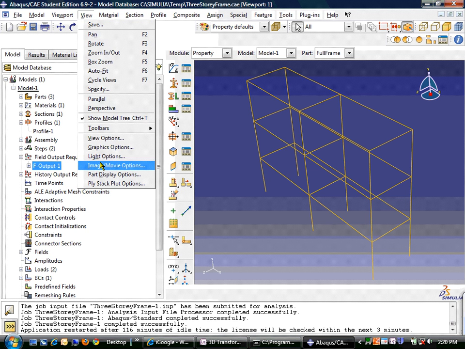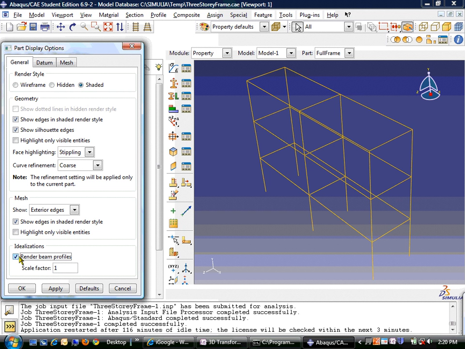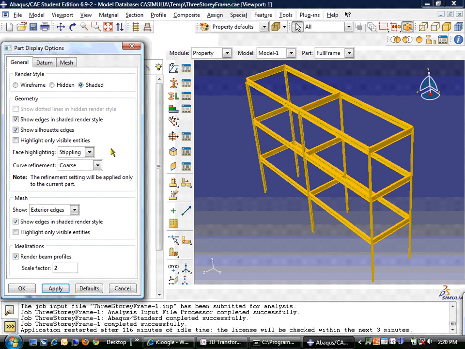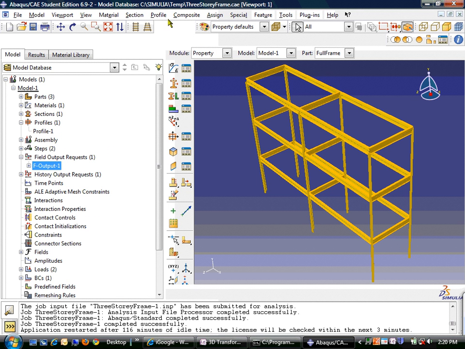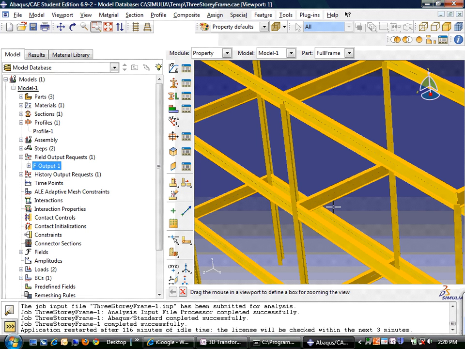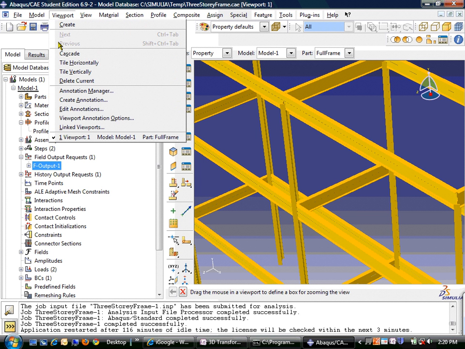Another thing here is in part display options, if you say render beam profiles, it pretty much shows you what type of profile you have chosen. So let me zoom in here a little bit. So you can see that these are I-beams, that those wires actually represent I-beams. But that representation is only for graphics. For the calculation purposes, Abaqus is just treating it like one one-dimensional beam element.